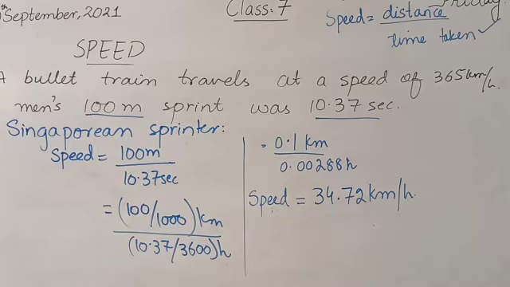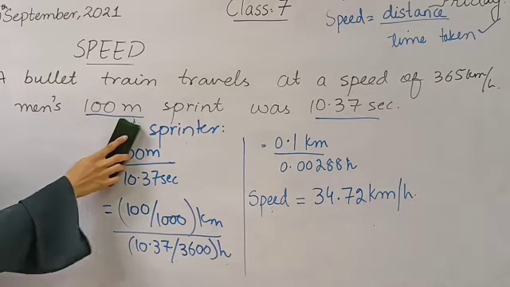Okay. In the question, they asked us to compare the speed of train and speed of Singaporean sprinter. But the speed was not given of Singaporean sprinter. So what will be our first step? First step will be to find out the speed of that Singaporean sprinter. Now we have the speed of train and speed of Singaporean sprinter. So let's see. I am going to raise this board.